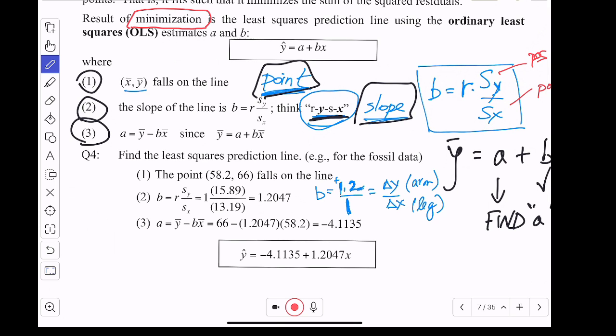And finally, the y-intercept. What is the y-intercept when x is 0, y is negative 4.1135? What does that mean?